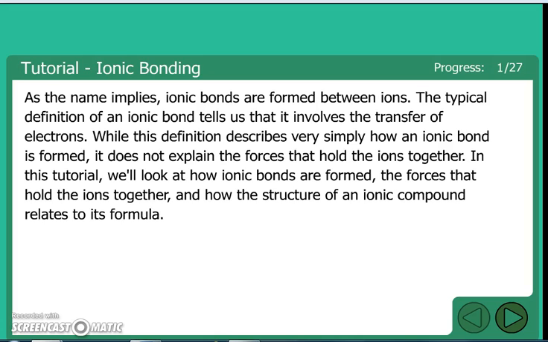So here we go. As the name implies, ionic bonds are formed between ions. The typical definition of an ionic bond tells us that it involves a transfer of electrons. While this definition describes very simply how an ionic bond is formed, it does not explain the forces that hold the ions together. In this tutorial, we'll look at how ionic bonds are formed, the forces that hold the ions together, and how the structure of an ionic compound relates to its formula. Okay, now you can answer question number 1.